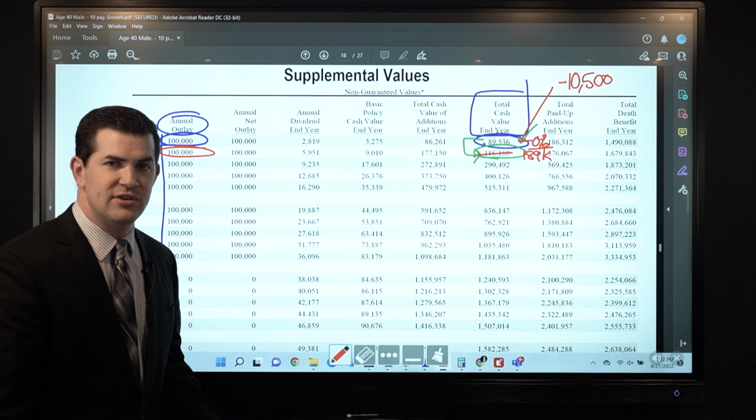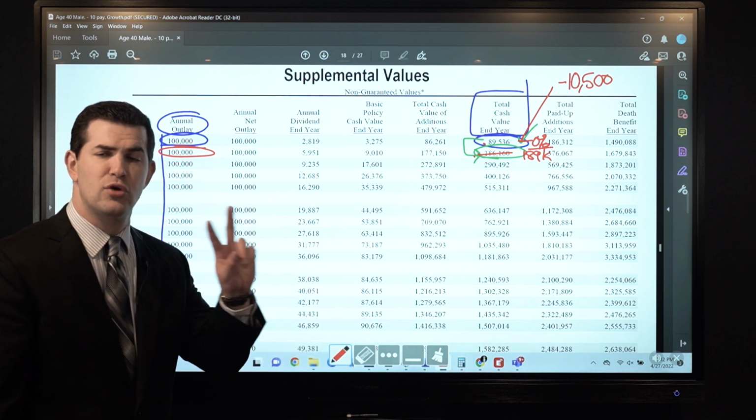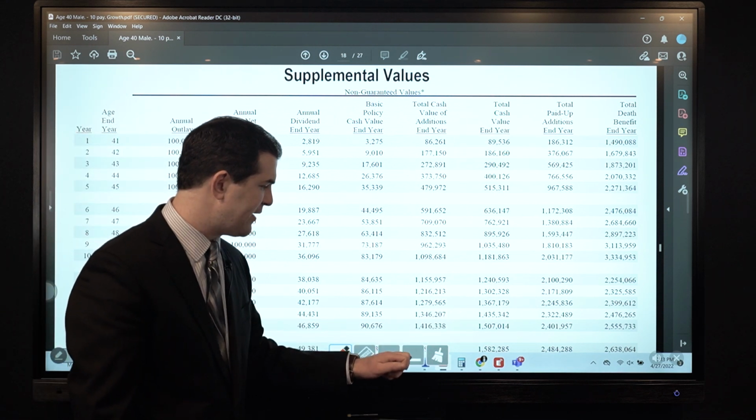Now the reason for this is that the worst years of a life insurance policy are most often the first and second year with whole life insurance. And it gets better and better each year after that.